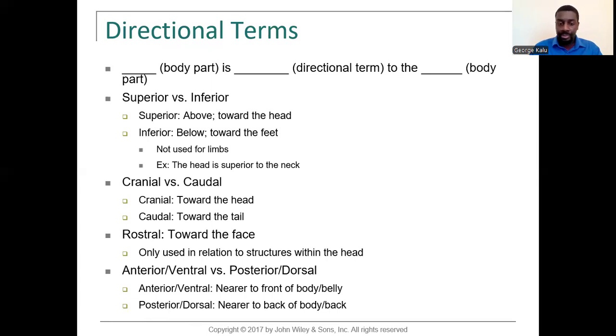So for example, you could say the heart is anterior to the spine. Okay? The heart is going to be closer to the front of the body than the spine is.